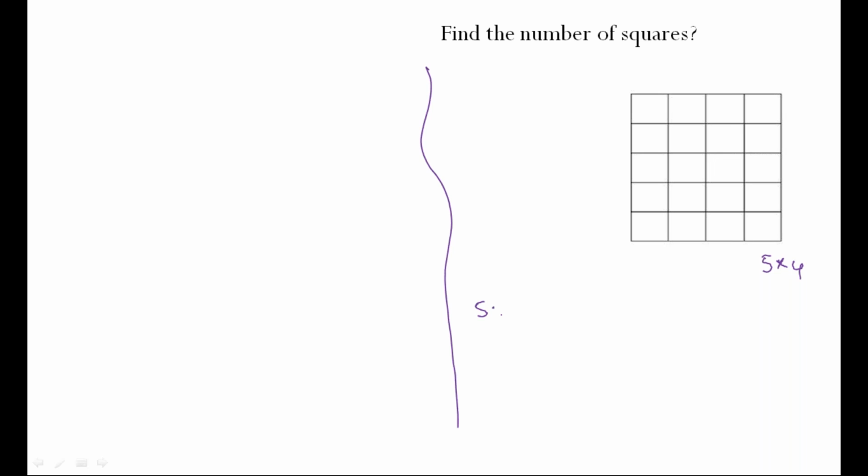If you want to calculate, 5 by 4 plus, reduce row by 1, column by 1, 4 by 3 plus, reduce row by 1, column by 1, 3 by 2, then reduce row by 1, column by 1, 2 by 1. Now if you reduce it becomes 0, we have to stop. Now finally, this is 20 plus 12 plus 6 plus 2. Okay, hope you got 40, right? Yeah, fine. So total number of squares is 40 here.